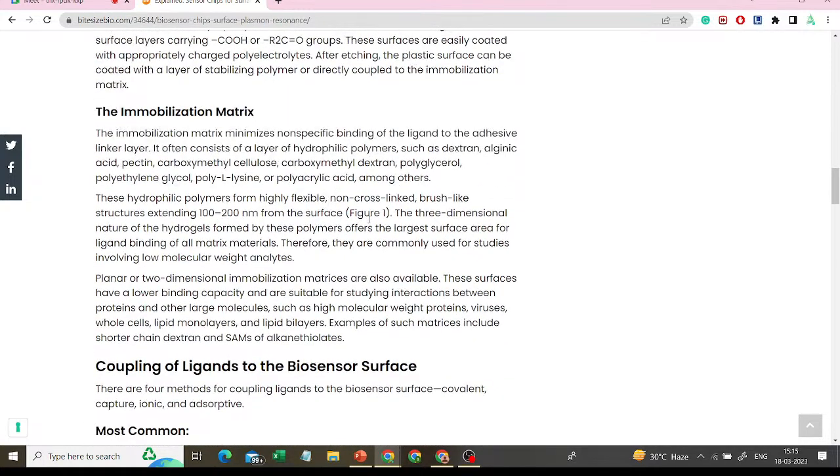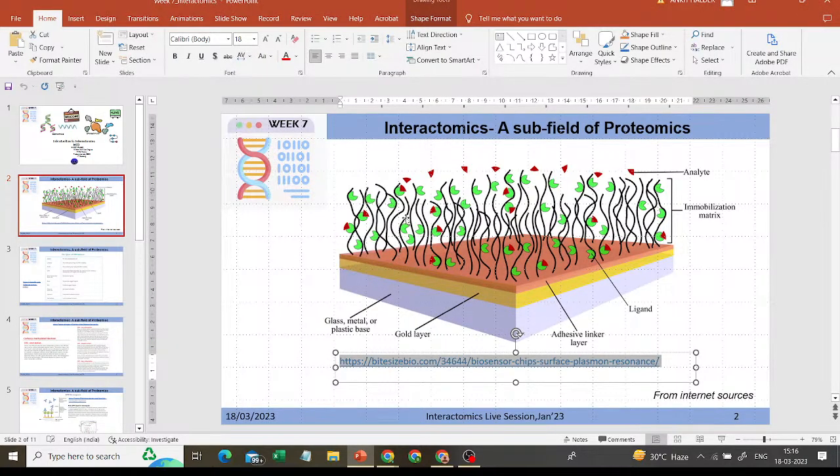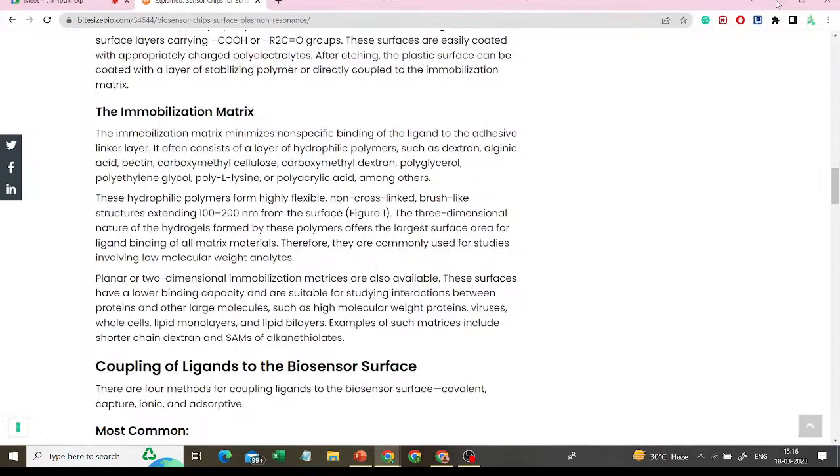Then the immobilization matrix minimizes non-specific binding of the ligand to the adhesive linker layer, using hydrophilic polymers such as dextran, alginic acid, carboxyl dextran, polyglycerol, poly-L-lysine, polyacrylic acid, among others. So you can get to know about the different immobilization matrices and their different functionalities. These are non-crossing brush-like structures. As you can see in the picture, these are long brush-like structures that help ensure there is no non-specific binding.